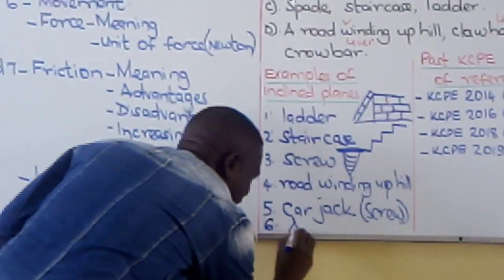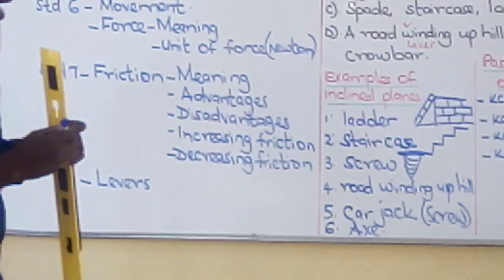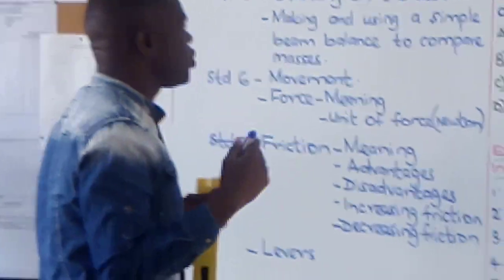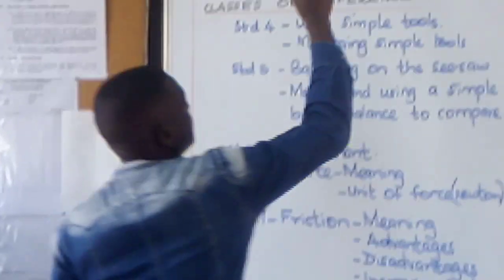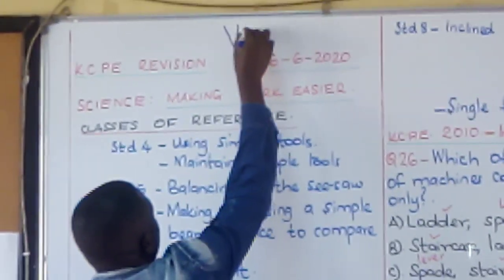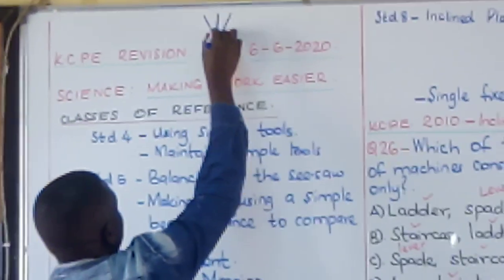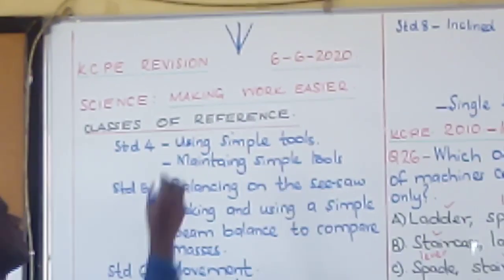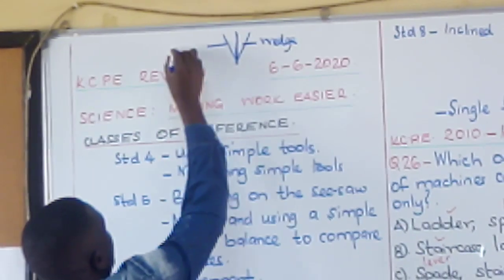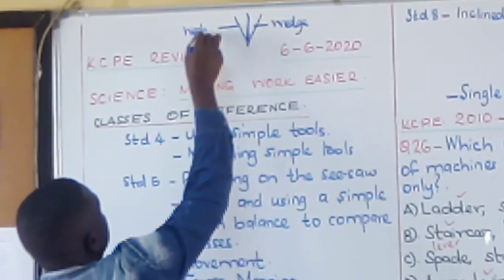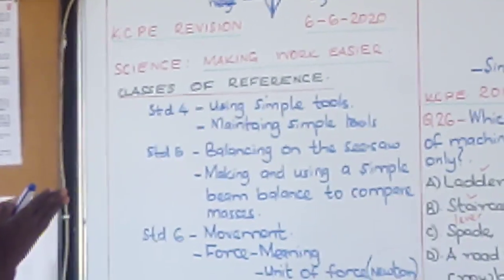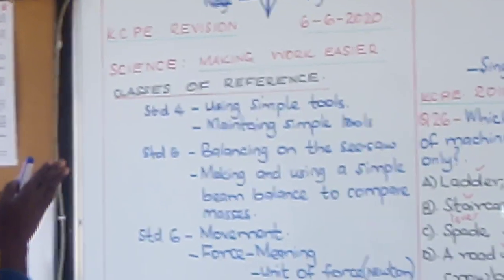Another one is an axe. Number 6, an axe. There's something special about an axe that we use to split wood. An axe is like a slope. It's like two wedges, you know. Let me draw it here. That's an axe, right? This side is a wedge, and this side is also a wedge. So the two wedges put together form an axe, shaped to split the wood.